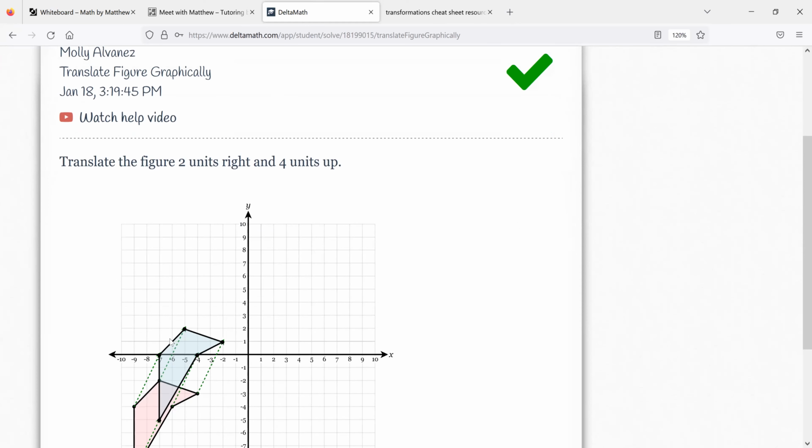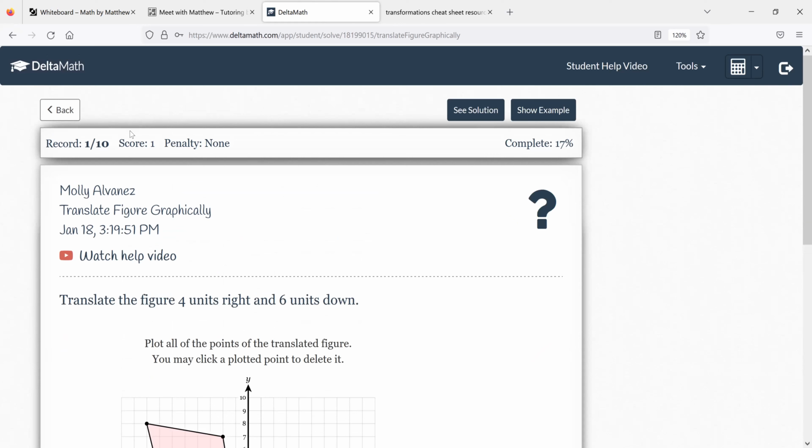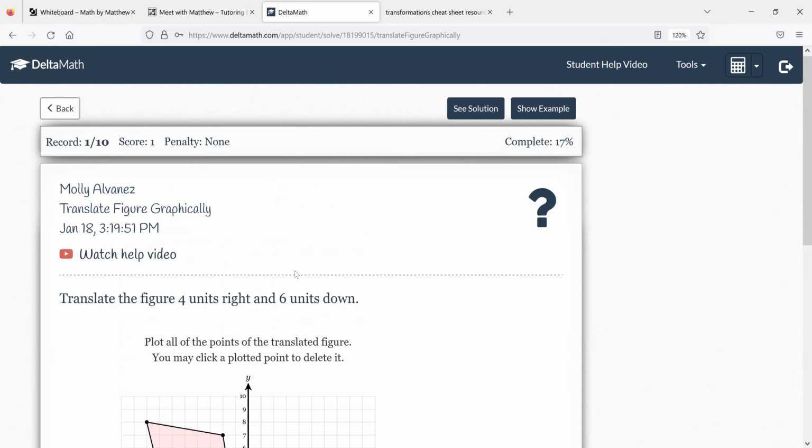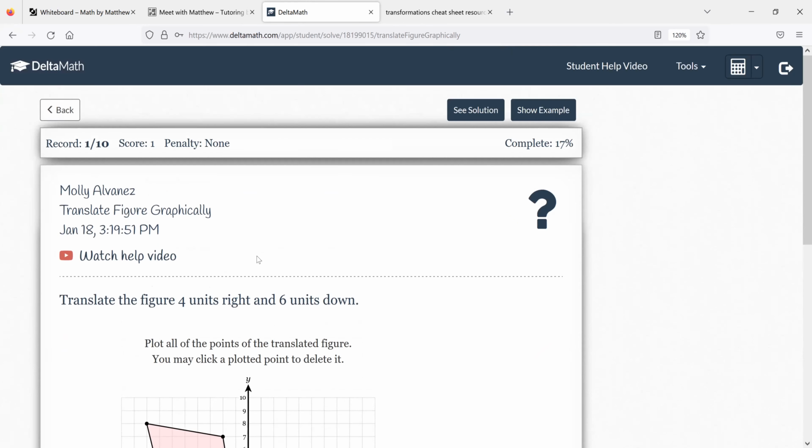And that one is correct. Oh, it even animates it. Nice. Okay. I guess that could be useful. All right, let's see if there's anything more complicated here. So these are just translations.